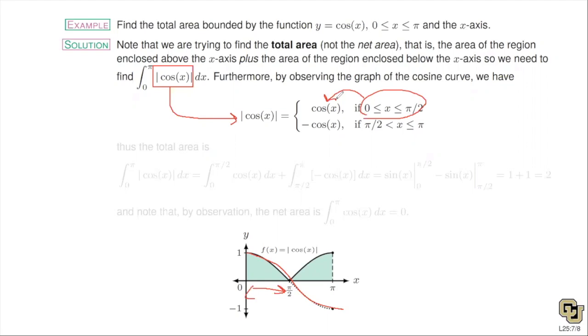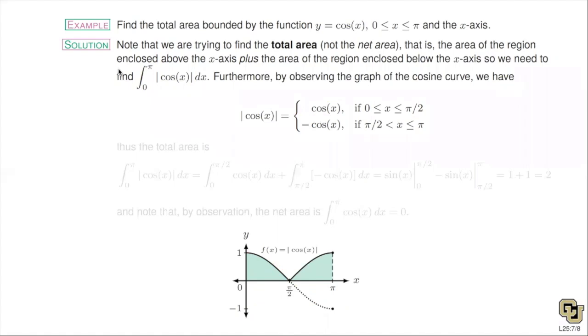And the absolute value of blah will be negative blah if blah is negative. So here, if you look between pi over 2 and pi, the original function cosine, you see the cosine graph goes below the x-axis. So between pi over 2 and pi, the original function cosine is negative. So I want to negate it. I need the absolute value to be positive, so I'm putting a minus sign here. So just the definition of the absolute value. And now we can do the integral.